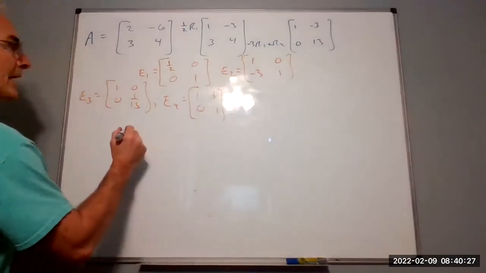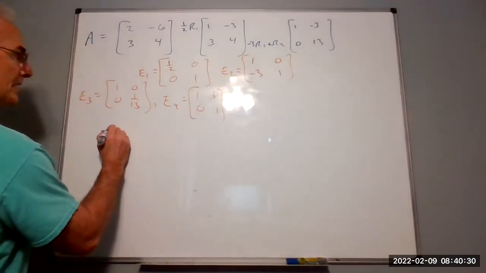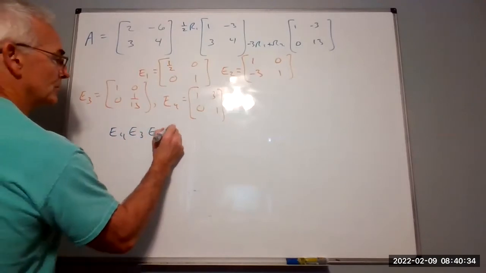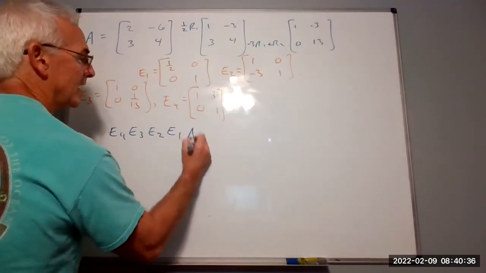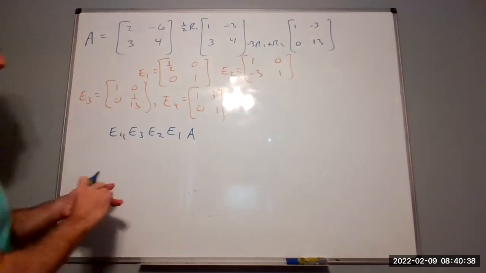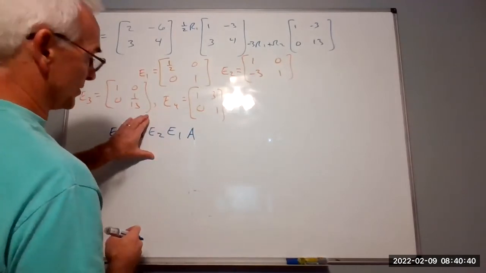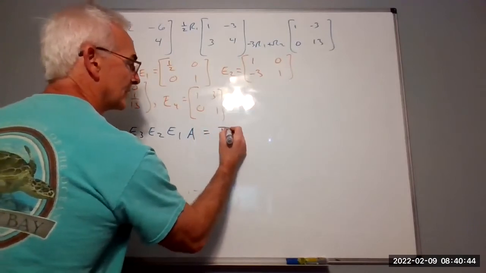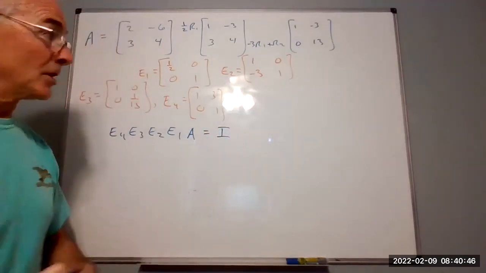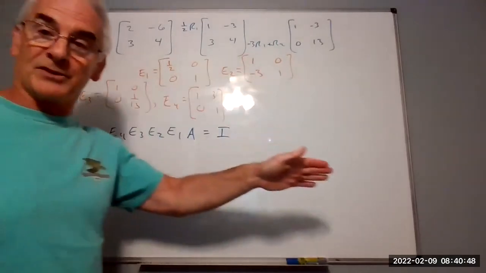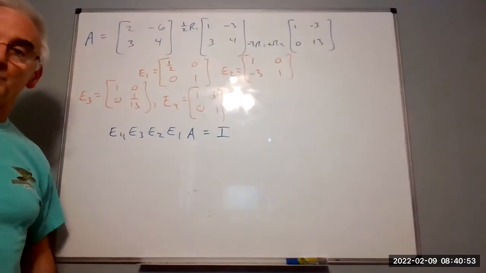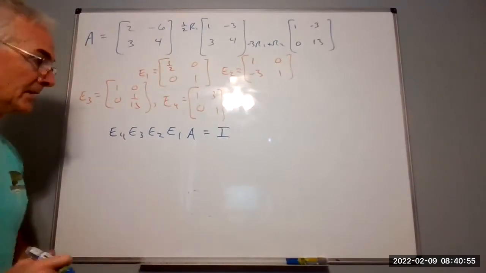So now we realize that based on what I just did, if I do E4 times E3 times E2 times E1 times A, because remember, we started with E1 times A, and then we took our result and did that, and so on. If I do this all the way to the end, I should get the identity matrix. That's what we just did. When we finished these 4 row operations, we ended up with the identity matrix. So if I do this as a matrix multiplication instead, I'm going to get the identity matrix.